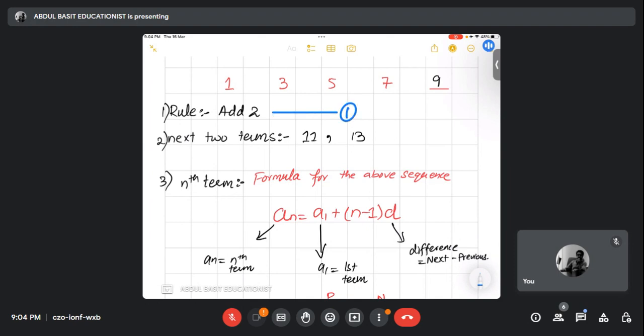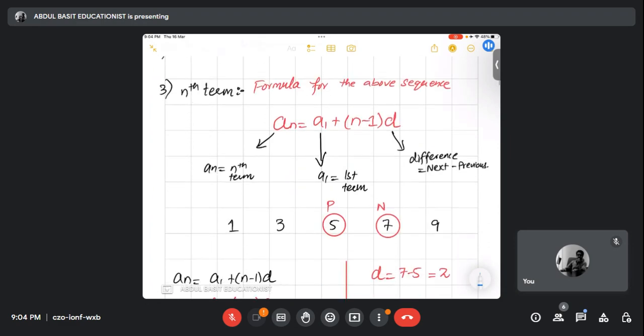And then they say that find out the next two terms. So you have to determine the rule first. So you can see that 1 plus 2 is 3, 3 plus 2 is 5. So 9 plus 2 is 11, and 11 plus 2 is 13. And then we discussed the formula for the nth term of the sequence, which is arithmetic. So the formula is an equals a1 plus (n minus 1) times d. That's the formula for the sequence.